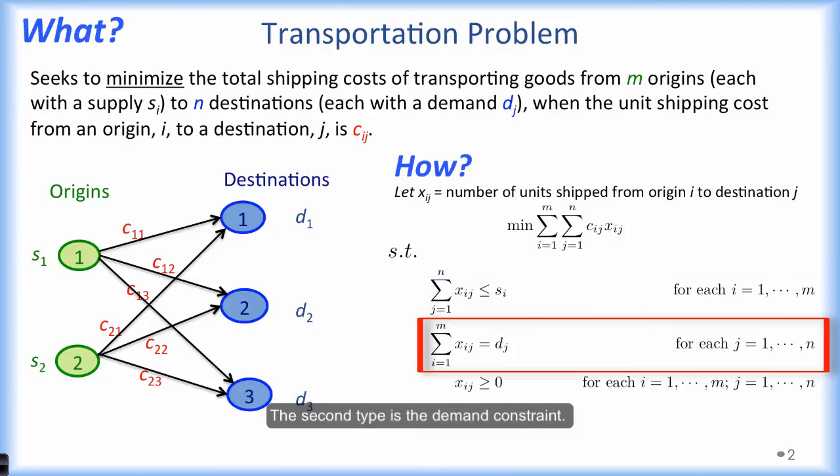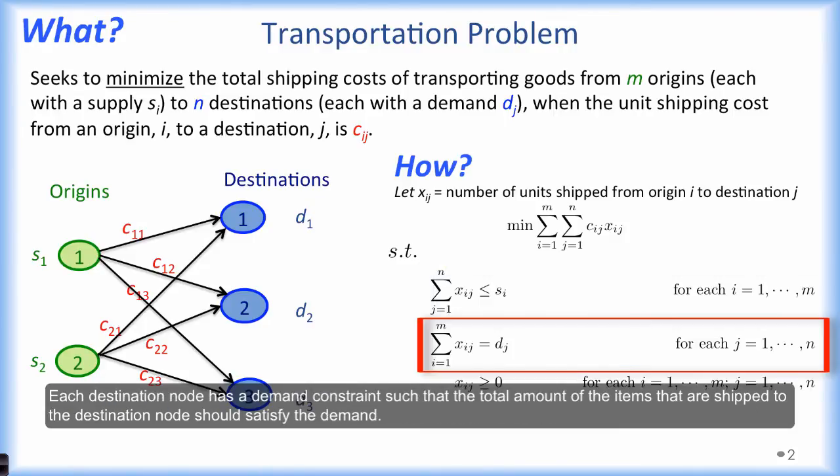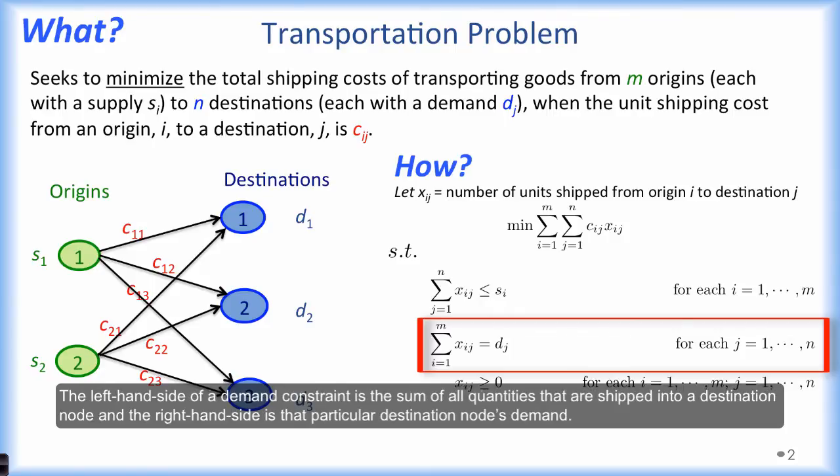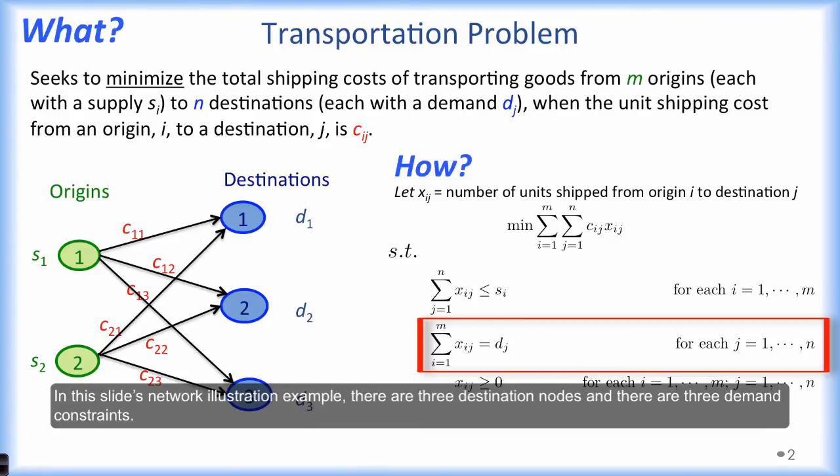The second type of constraint is the demand constraint. Each destination node has a demand constraint such that the total amount of the items that are shipped to the destination node should satisfy the demand. The left-hand side of the demand constraint is the sum of all quantities that are shipped into the destination node, and the right-hand side is the particular destination node's demand. In this slide's network illustration example, because there are 3 destination nodes, we will have 3 demand constraints.